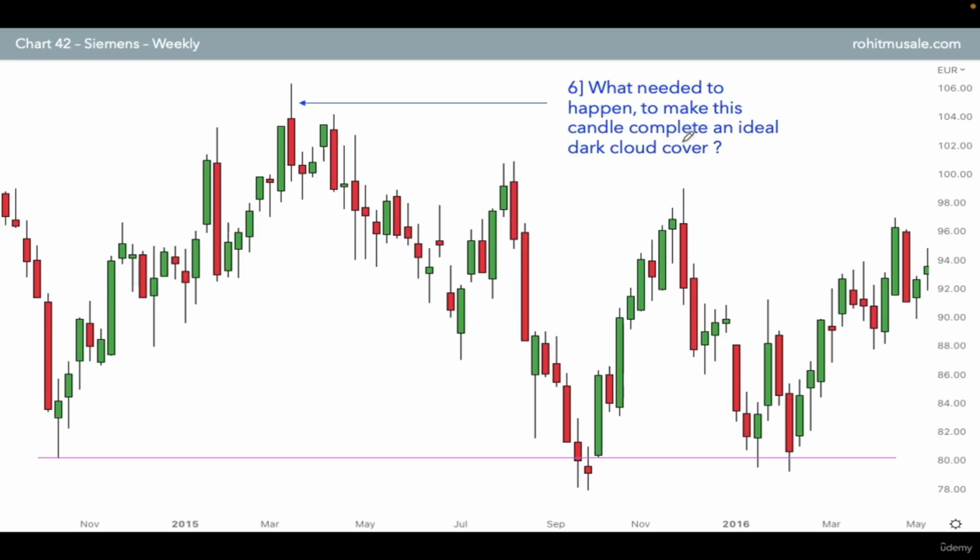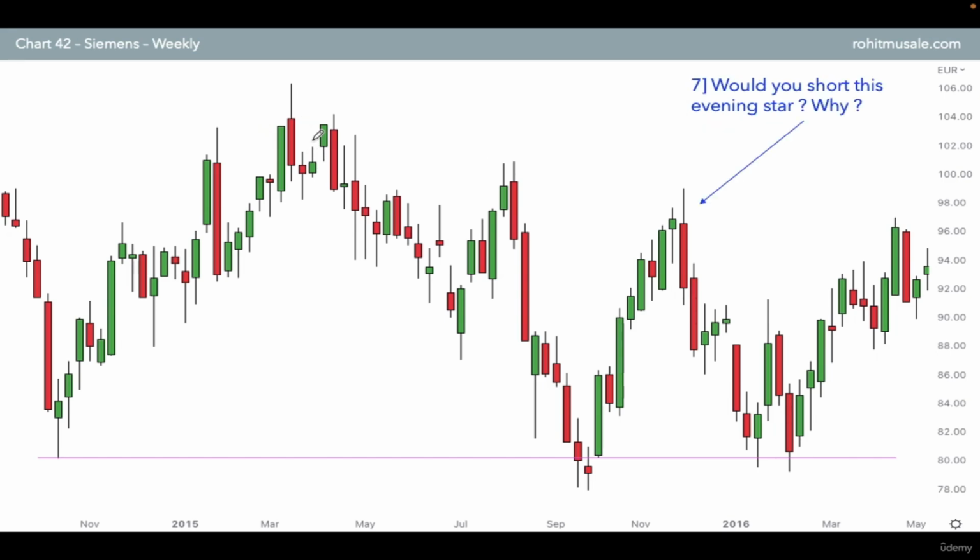Number 6. What needed to happen to make this candle complete an ideal dark cloud cover? Well, this is a trick question. It's actually completing an ideal dark cloud cover because it's opened above the high of the prior green candle.